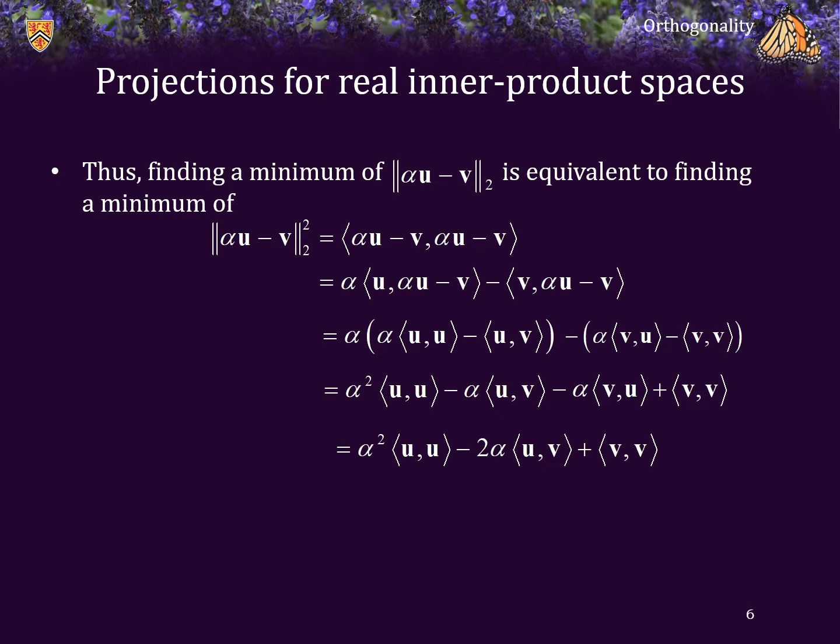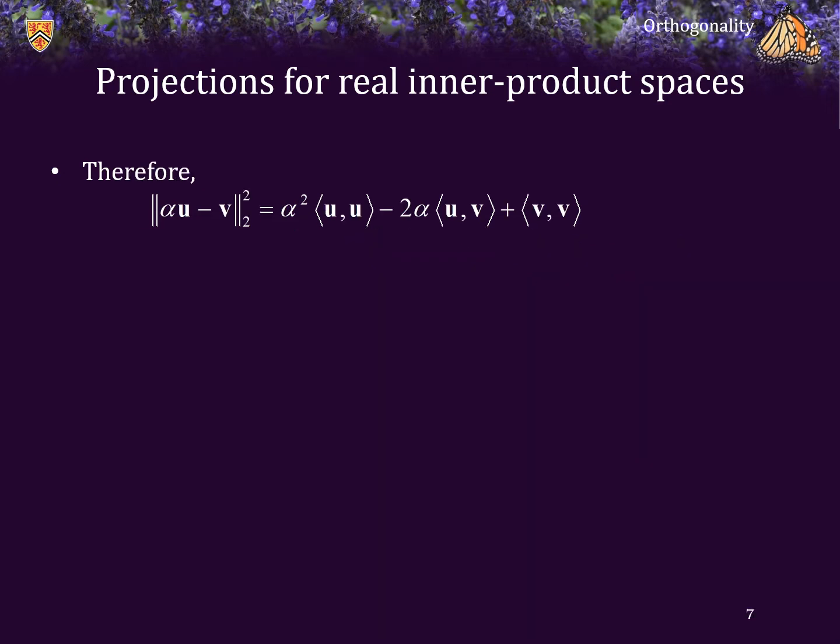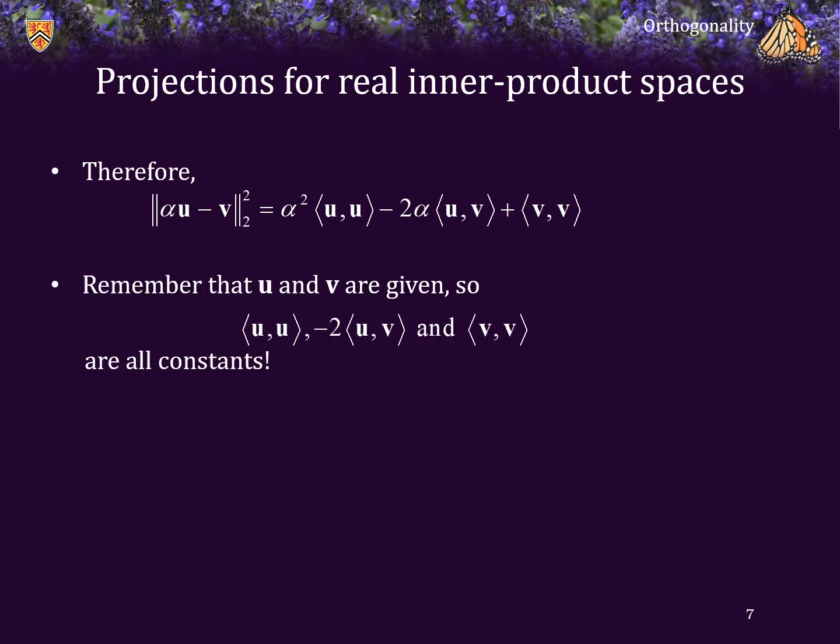All right, now let's take it from here. Therefore, this 2 norm squared is just equal to this linear combination of inner products. Now, remember that u and v are given, and so therefore the inner product of u and itself, -2 times the inner product of u and v, and the inner product of v and itself are just constants that can be calculated. So what we really have is a polynomial in alpha.